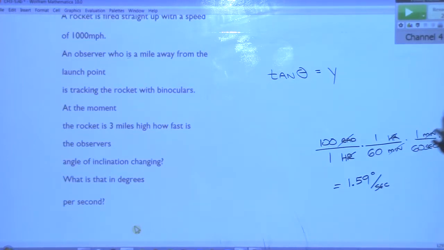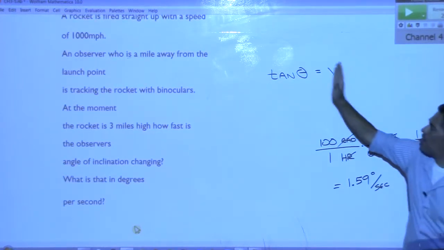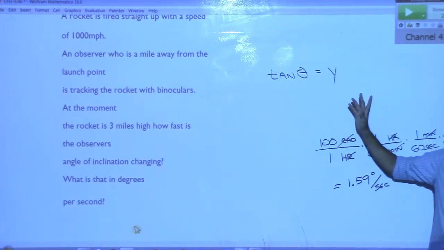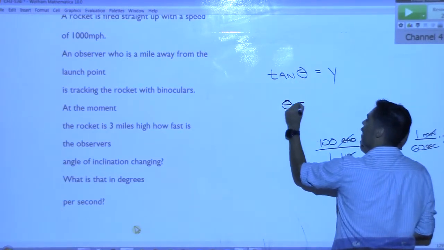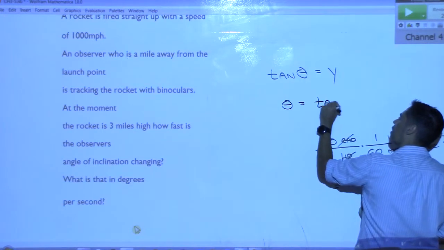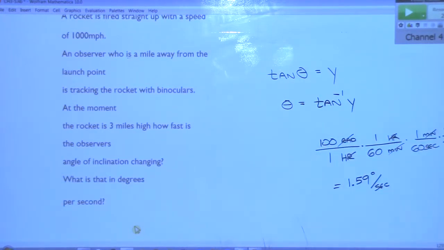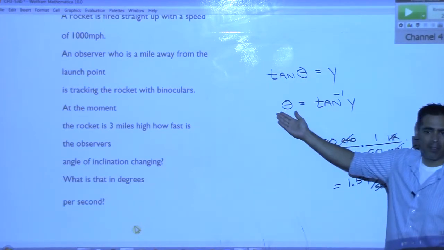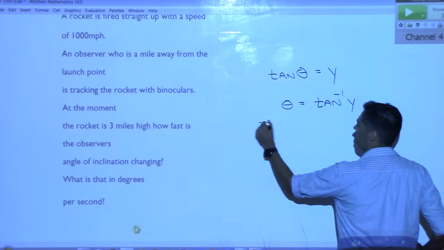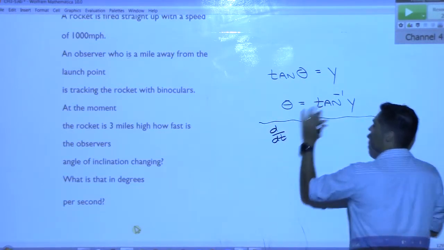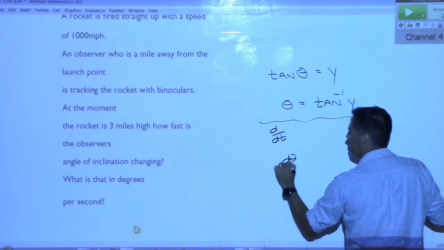So instead of using that equation, what I'd like to do is take arctangent on both sides right now. So what would happen if you take arctangent of tangent of theta? You just get theta here. And what happens if you take arctangent of y? You just get arctangent of y, right? Now, why is this going to be easier for us to work with? Let's look at this. What is the derivative of this side with respect to time? d theta dt, right? Okay, so we're differentiating now with respect to time. So if I did the left side, I get d theta dt.